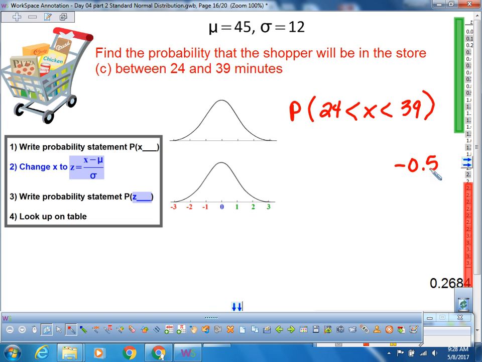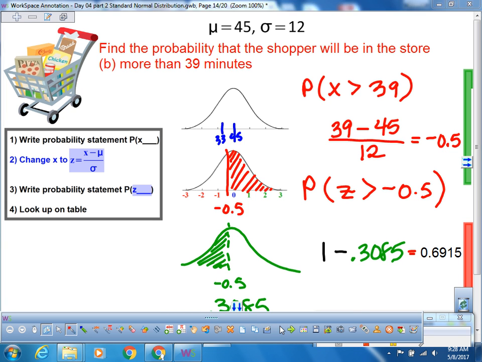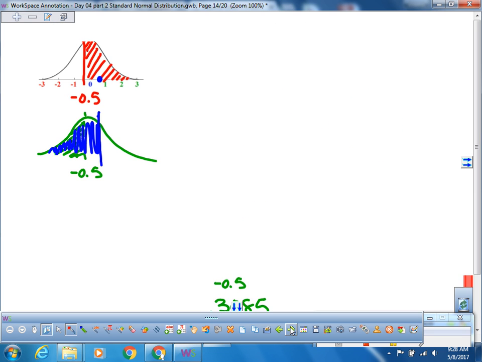Does everybody see how I went back and looked and found the z-score? Yeah, we're not there yet. But do you understand where I came up with negative 0.5? Because it's the z-score of 39 that we already found. Okay, I just want to make sure. I'm just going back and getting what I already know. And 24 had a z-score of negative 1.75, right? Negative 1.75.